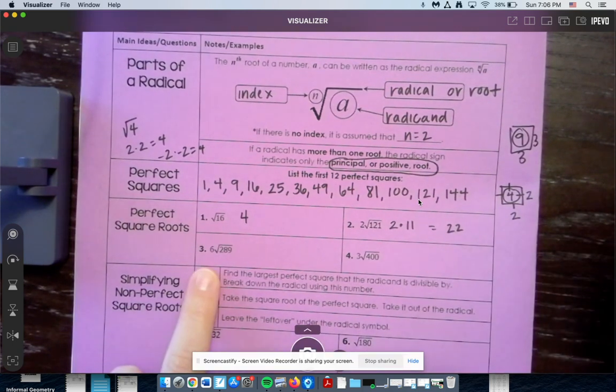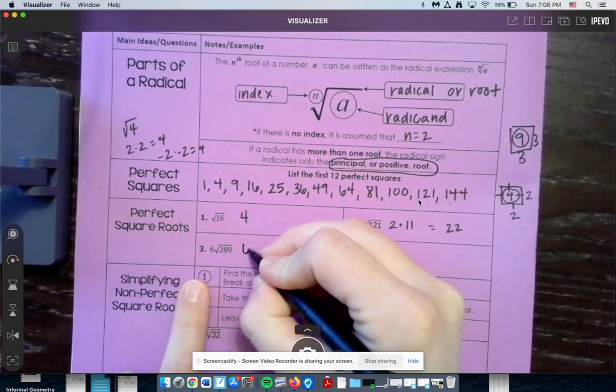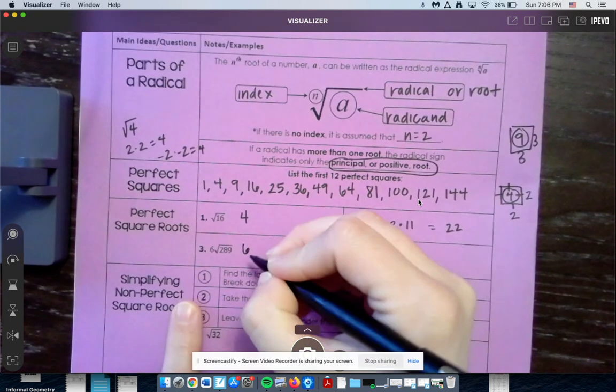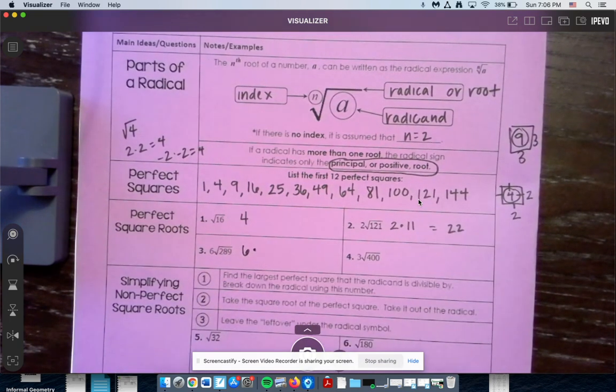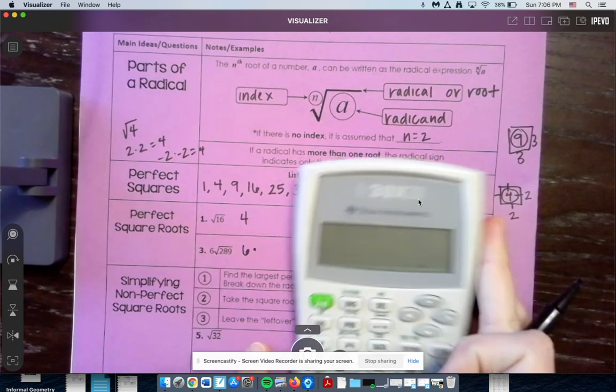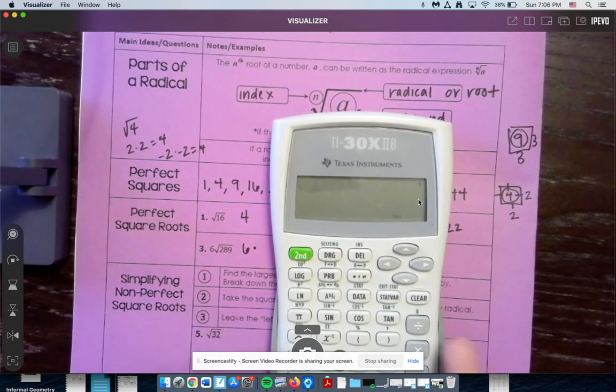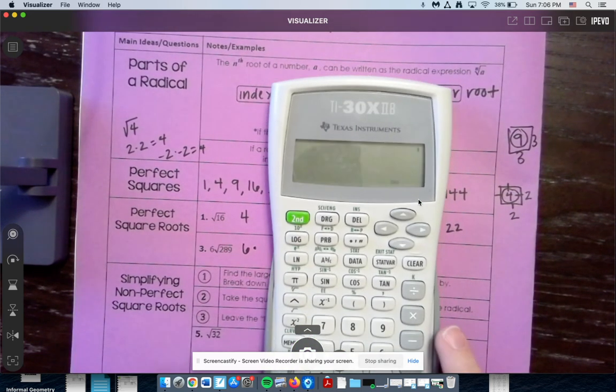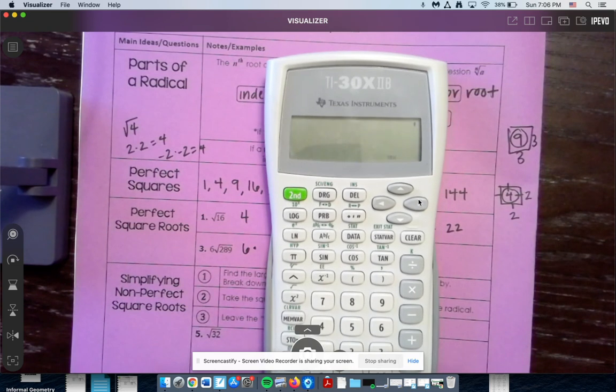Okay, again, 6 here. Can't do anything with the 6 up front, so I'm going to leave it. Now I'm going to multiply. Well, 289, is that a perfect square? I don't know. So if you guys don't know, you just take your calculator. You're going to use your calculator a lot in this chapter. So we're going to figure it out.